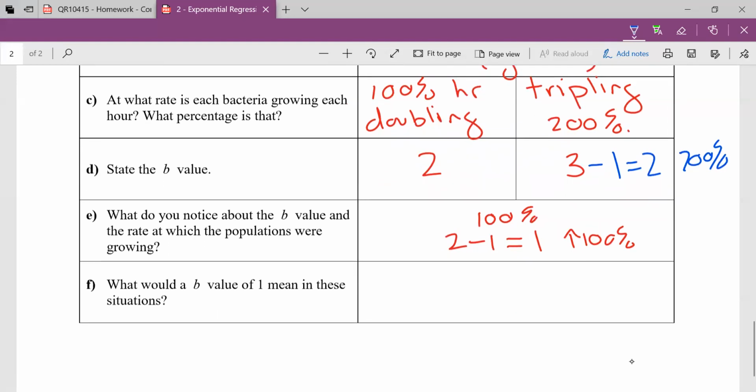And the last question: what would a b value of 1 mean? Well, if the b value was 1, this isn't changing. It's staying the same. I'm staying where I started. If you want to think of it this way, 1 minus 1, I start with 100%, there's no change. I get a 0% change. So this is why we don't explore these, because it's not an exponential.